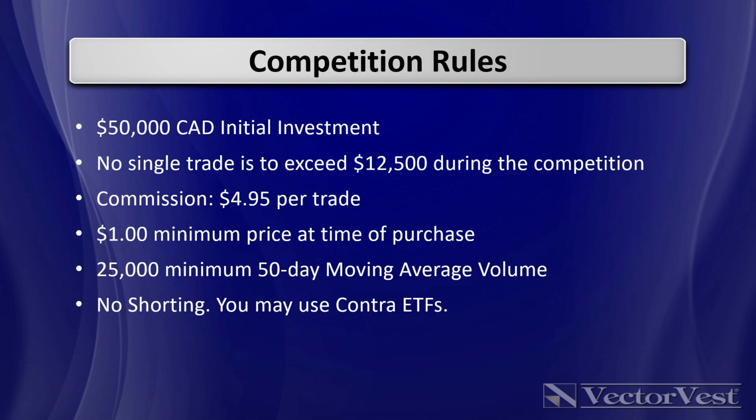So there's a few basic rules I'll go over here, and you can read all of the rules once you get into the software. So first of all, there's $50,000 Canadian in initial investment. That'll be preset for you, and no single trade is to exceed $12,500 during the competition. The commission will be set to $4.95 per trade, and there's a $1 minimum price at the time of purchase, so you'll need to make a note of that. And the minimum 50-day moving average volume must be at least 25,000 shares. There's no shorting, but you can use contra ETFs.